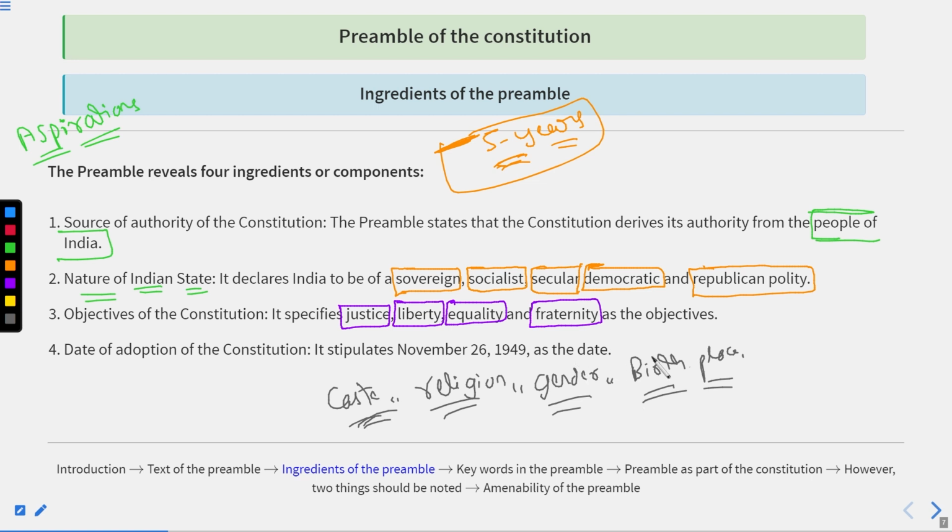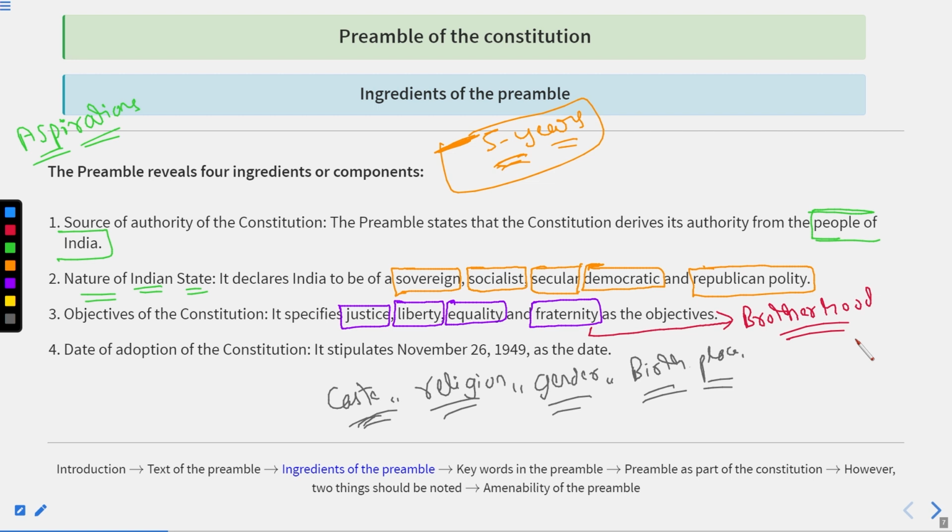And fraternity means the sense of brotherhood. It means that everyone in India should feel that we all are a united people, apart from our religion, customs, and culture. All right.